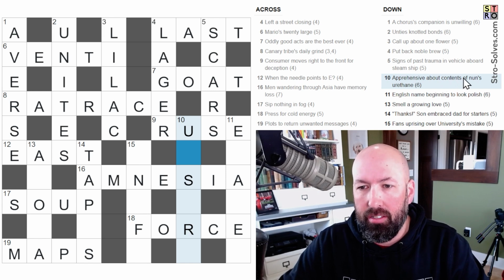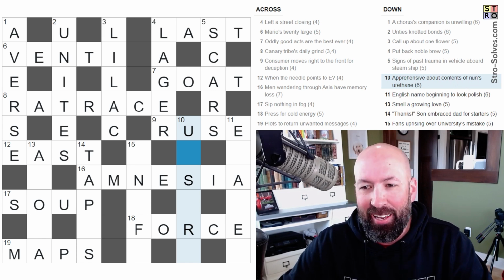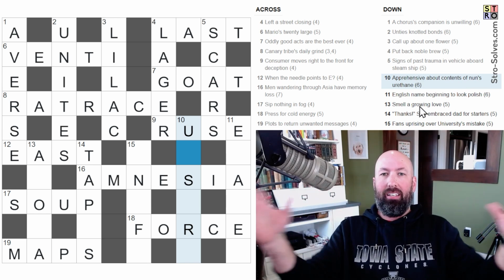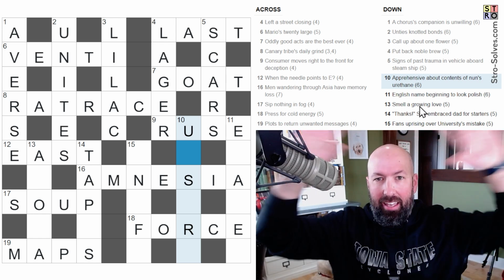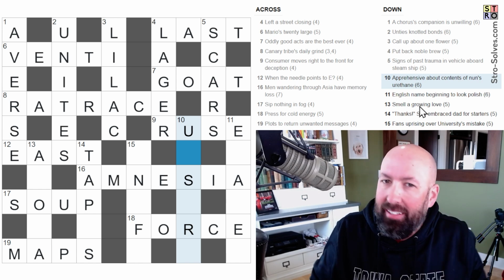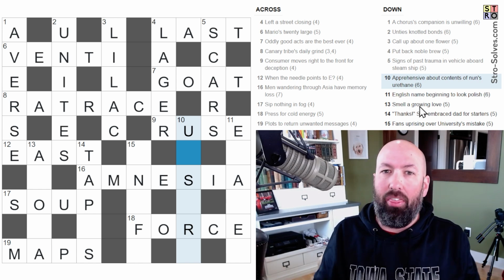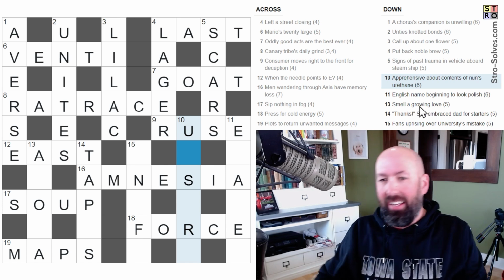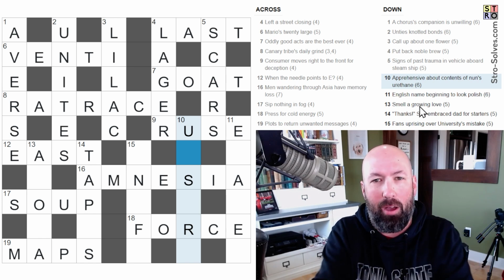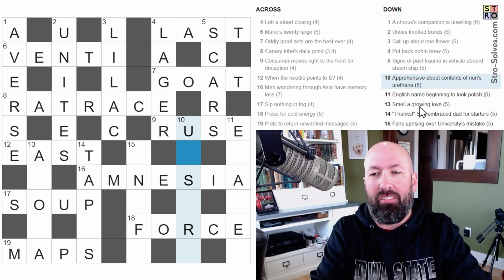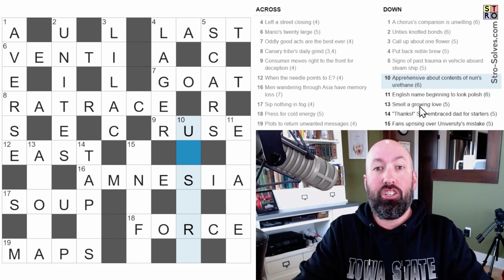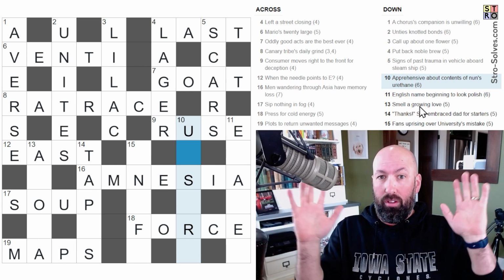All right, 10 down. Apprehensive about contents of nun's urethane. Now, nun's urethane should be a giant red blinking light, flags flying, saying, hey, these words are in here because of the letters in them. I mean, nun's urethane, that's not a thing, right? You can imagine a nun using urethane, painting a room or staining something, but it's not really a thing, right? So that should be a big red flag that these are in here for the wordplay.